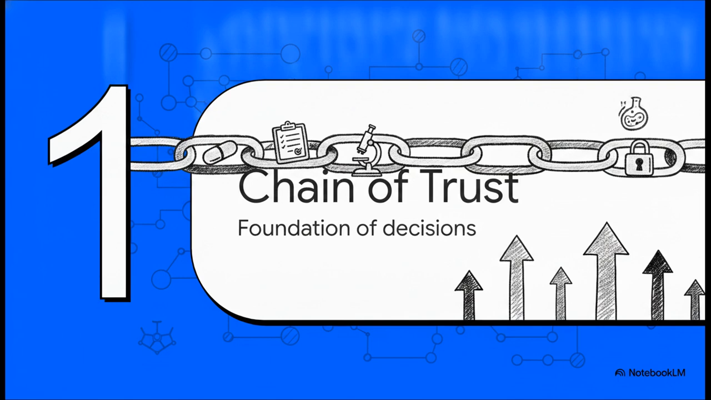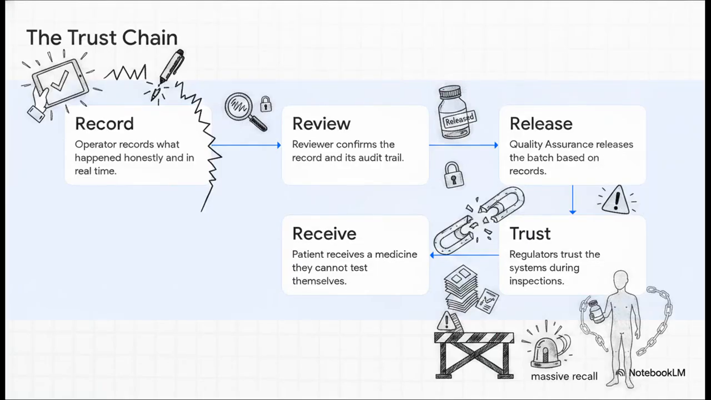All right, let's jump right into Section 1, the chain of trust. This is the foundation of all our decisions. You can think of this process as a really fragile sequential chain. First, the operator records exactly what happened, honestly and in real time. Next, a reviewer confirms that record. Then, quality assurance actually relies on those exact records to release the batch. From there, regulators trust that those systems are working properly during their inspections. And finally, the patient receives the medicine.